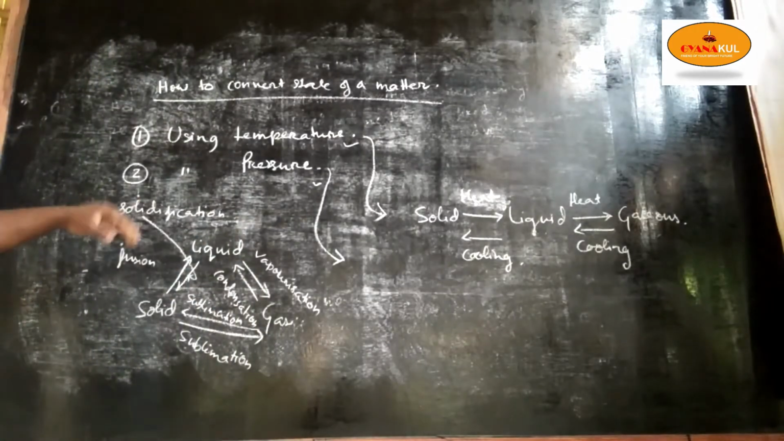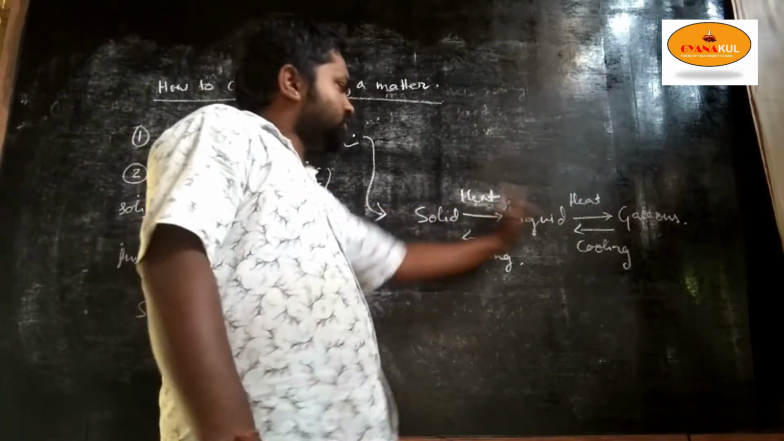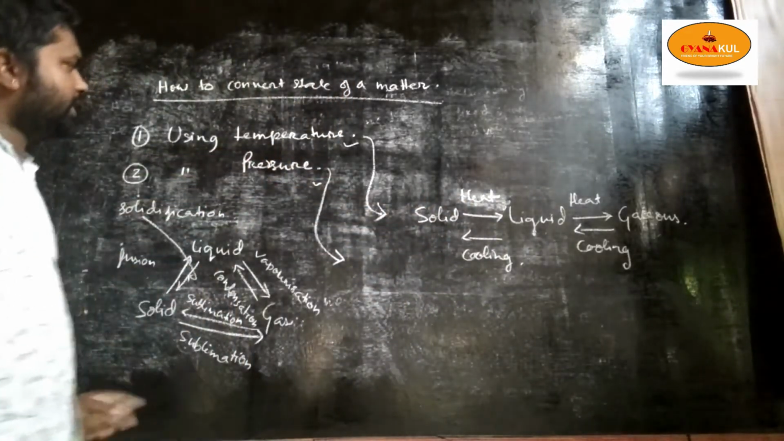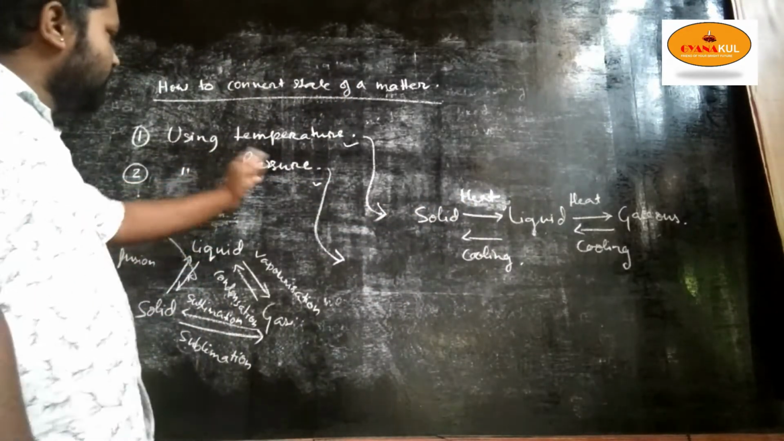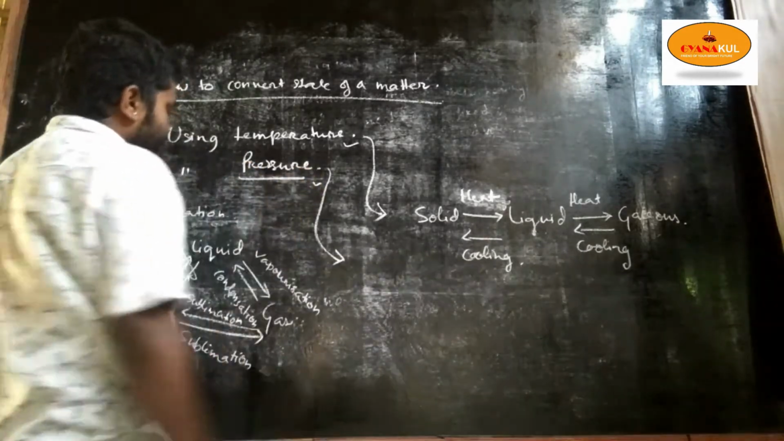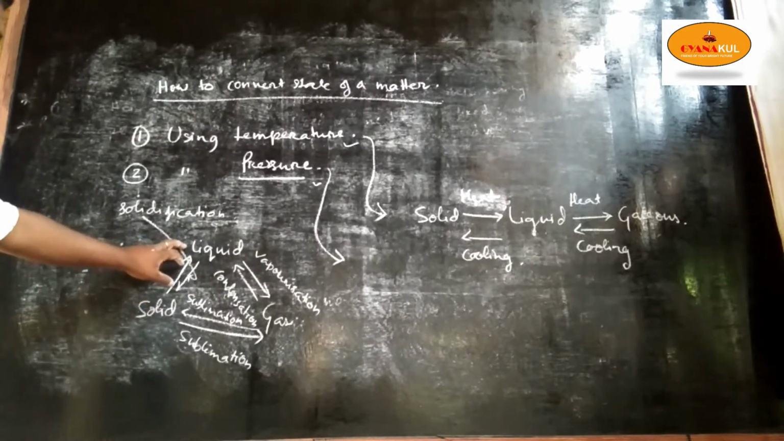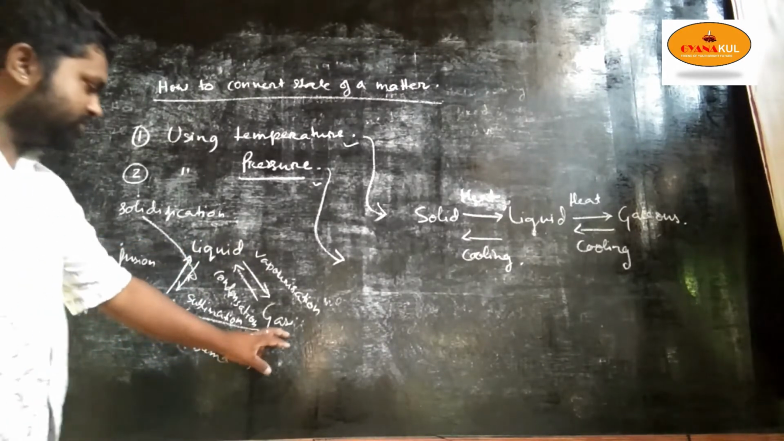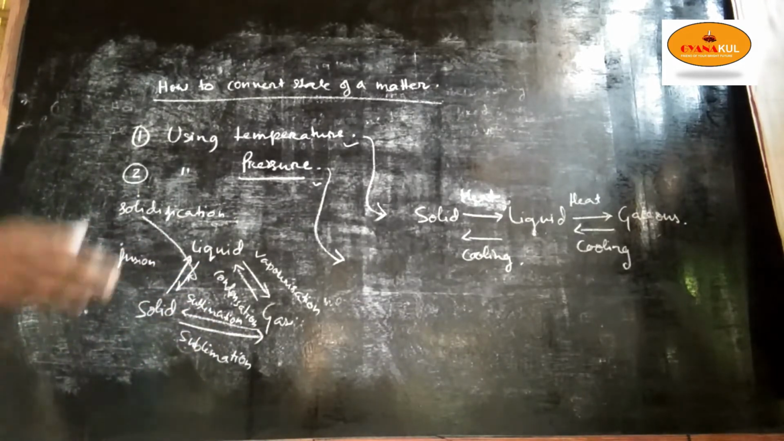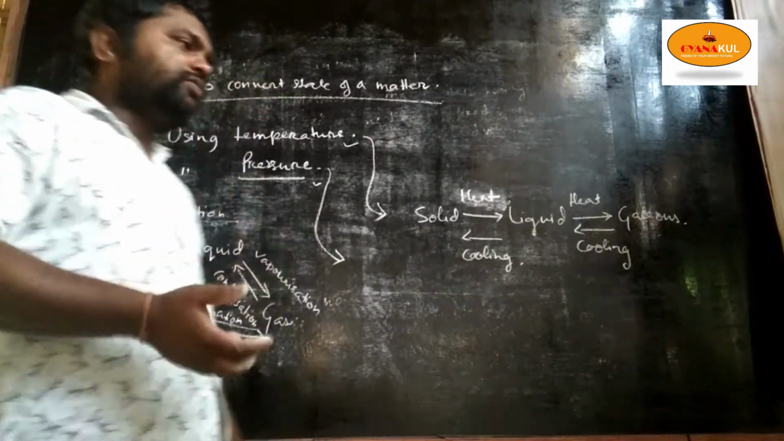So we have discussed how we can convert the state of a matter by using temperature. Now we'll discuss how we can convert the state of a matter by using pressure. I have drawn a diagram. You can see liquid written here, solid written here, and gases written here, and arrows are given to show the name of the process by which you can convert from one state to another.